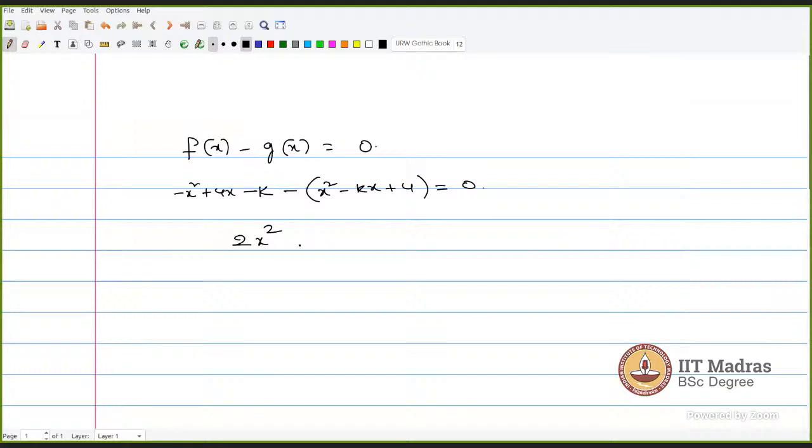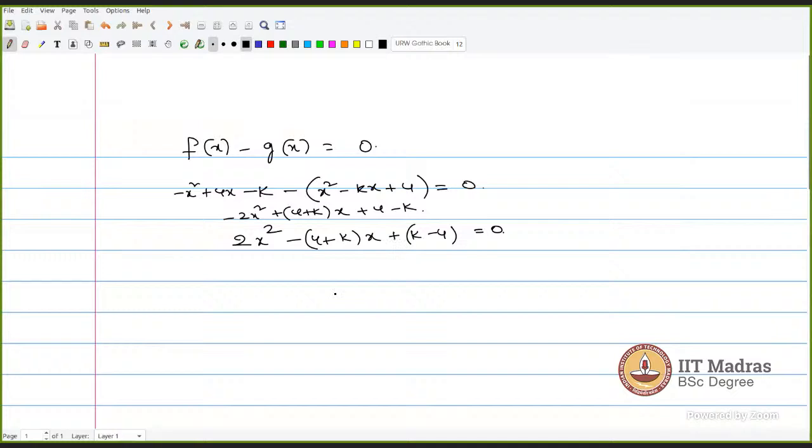2x square plus 4 minus k of x. Correct me if I'm going wrong, okay? Plus k minus 4. Right? So this will be minus 2x square. No, this is k minus 2x square. This is 4 plus kx plus 4 minus k. So this will be 2x square minus of k minus plus 4.